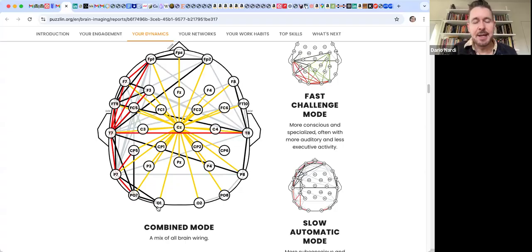The interesting thing is in the combined mode, you don't have a good connection there. And I'm like, oh, wow, that's definitely outside the norm. But in the challenge mode, in the automatic mode, you do. So I suspect that it's quite strong in the challenge mode. That means you just have to put a little bit more mental effort in.